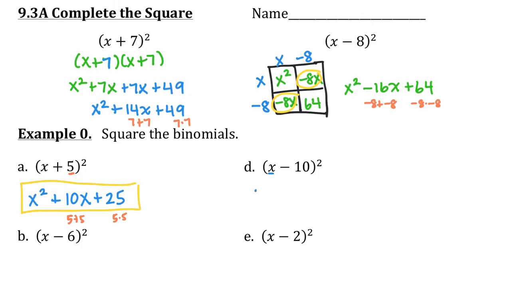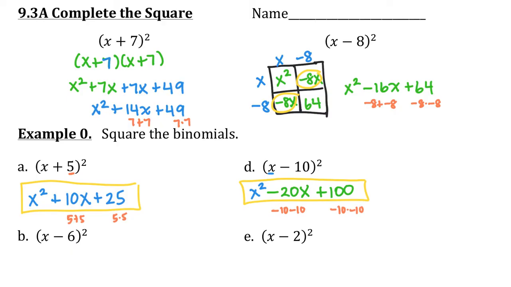Since it's an x, x squared. Since this is minus 10, if I do minus 10 minus 10, I get minus 20x. And if I do minus 10 times minus 10, I get positive 100. So this should be my final answer. And again, how did I get that? I did minus 10 plus minus 10 here, and I did minus 10 times minus 10 to get the last term.